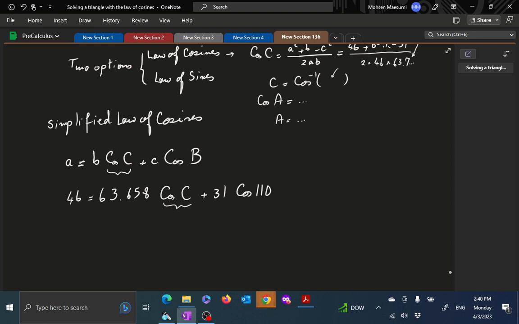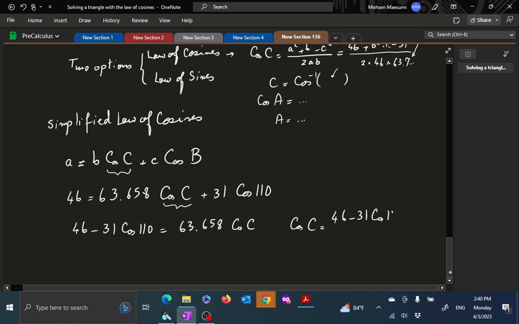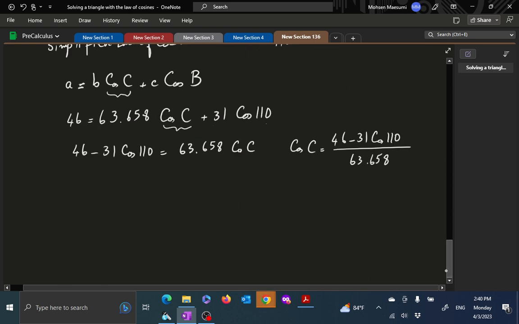So we are going to go after calculating cosine of C. How do we do that? Calculate this thing and move it to the left hand side. So I'll have 46 minus 31 cosine of 110 degrees is equal to 63.658 times cosine of C, which tells me cosine of C is equal to 46 minus 31 cosine of 110 over 63.658. Again, the advantage of going about it this way is that when you calculate C from this formula, there is no issue of any ambiguity. You have one angle, and if you can calculate it, all is set.